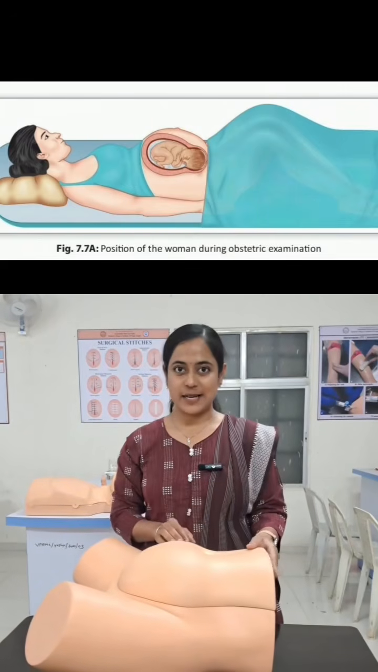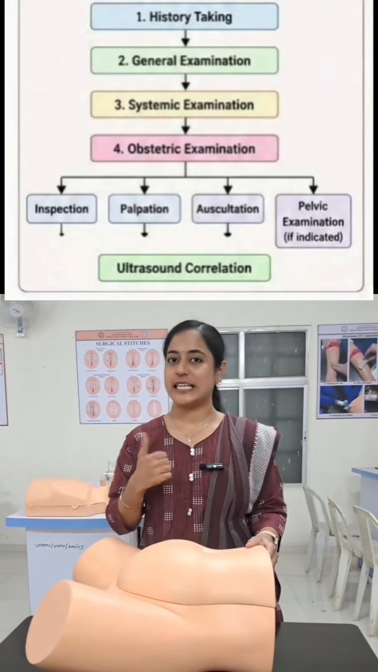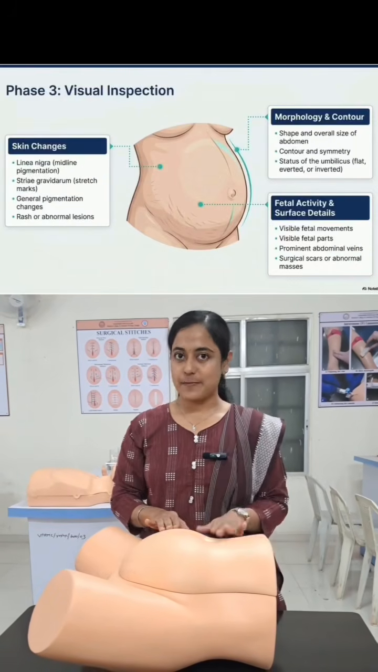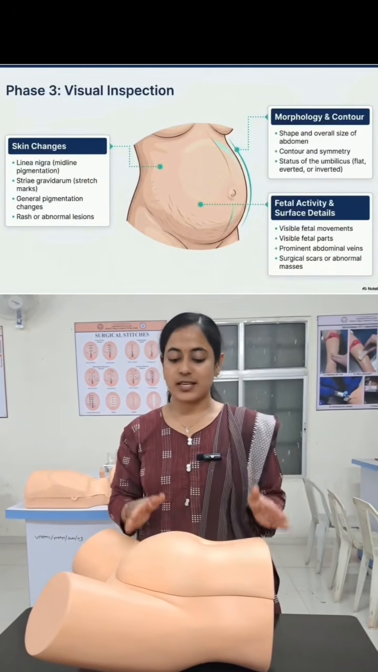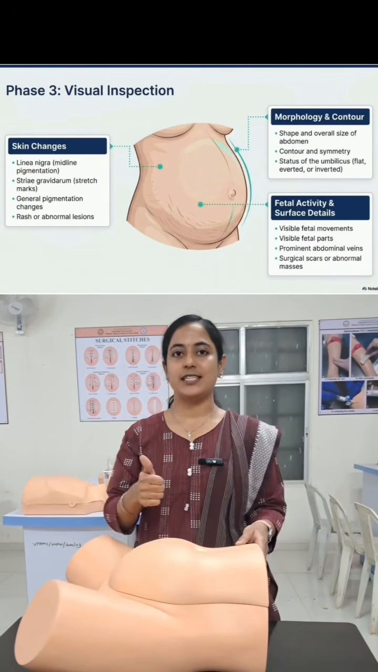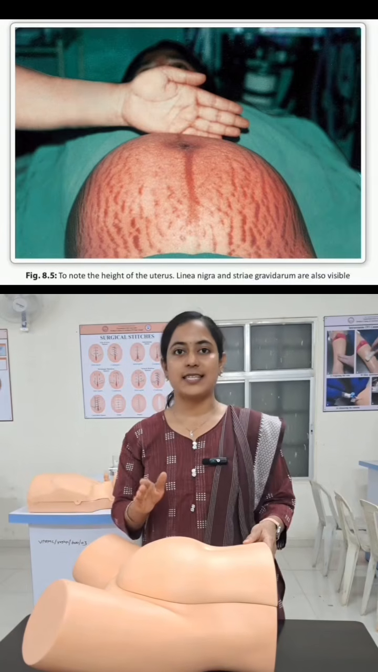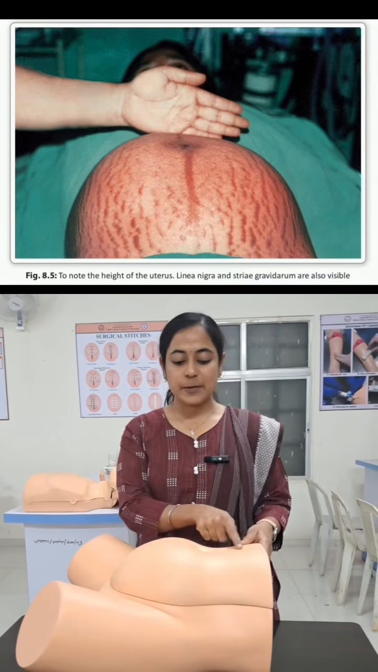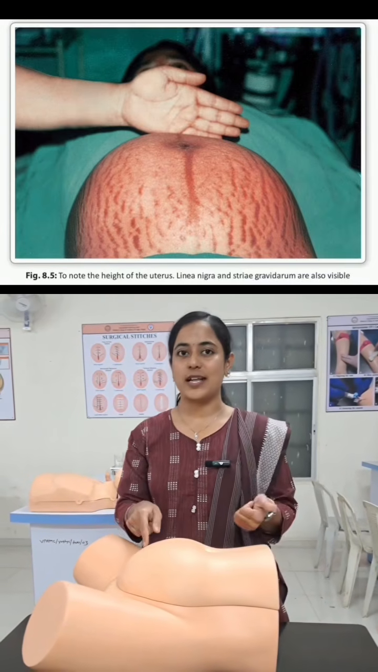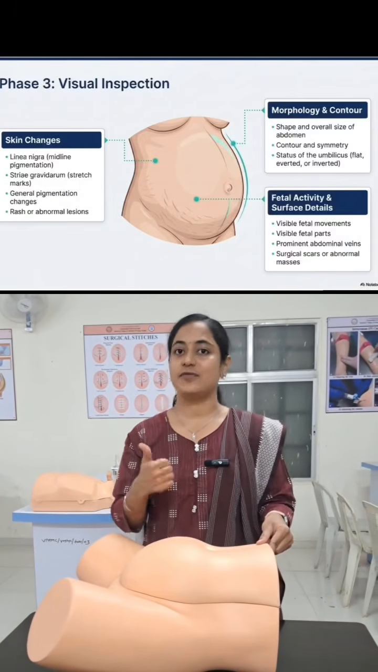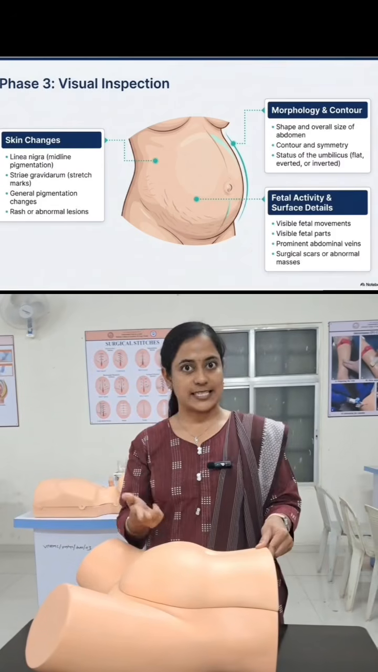In abdominal examination, we are following the steps of inspection, palpation and auscultation. While inspecting, we are looking over the skin over the abdomen, that is physiological changes in the pregnancy like striae gravidarum, which we usually call stretch marks, and a linear pigmentation over the abdomen, which is called linea nigra. And we also look for any skin infections, fungal infection, rashes, etc.